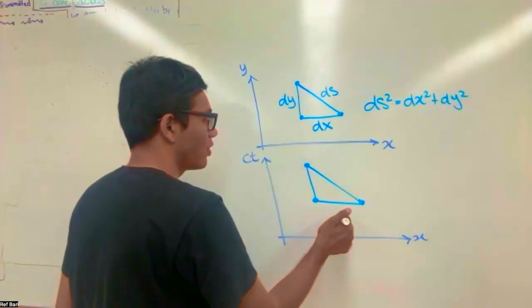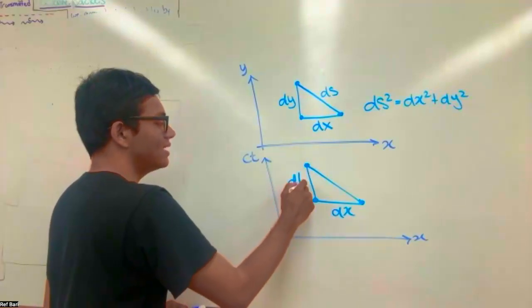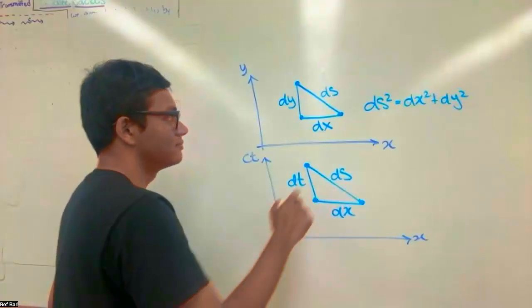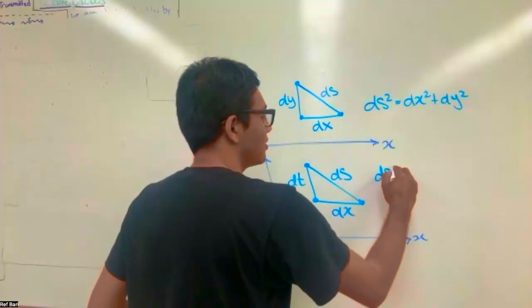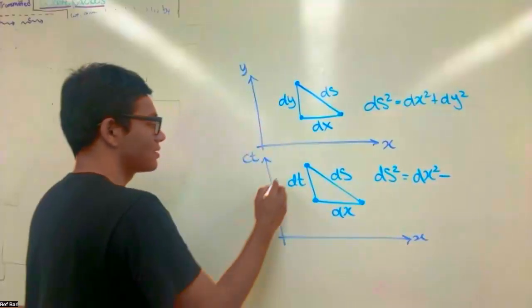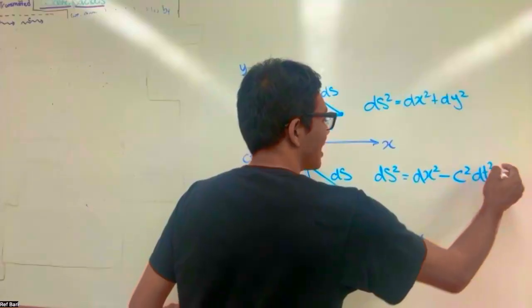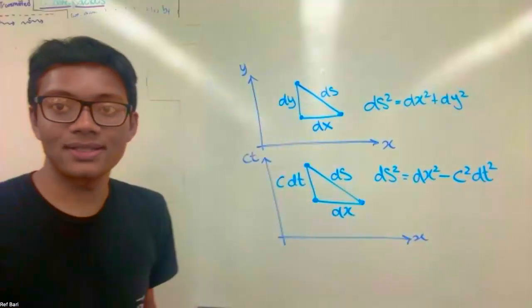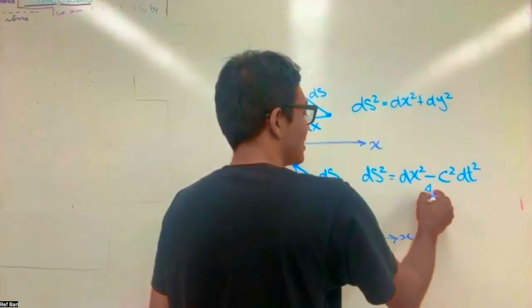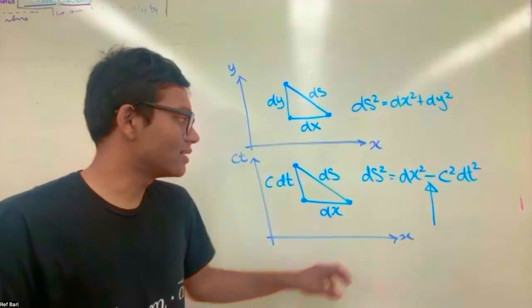This small step is dx. This small step is dt. And this is ds. So when you apply the Pythagorean theorem, this is going to be dx squared, but minus, oh, there should be a c here. But now there's a minus sign because time is a different dimension than space. And I can explain where this minus sign comes from, but I think I have to explain next time. There's a deep reason why there's a minus sign here.